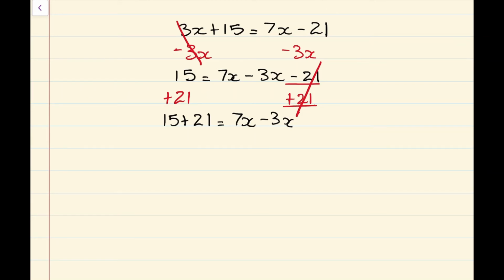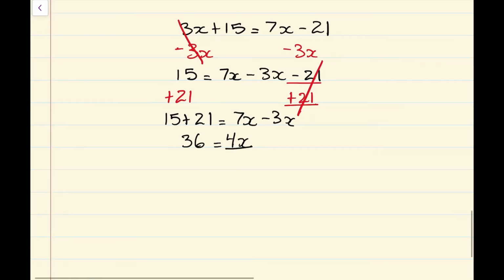And from there we can just solve the equation. 15 plus 21 is equal to 36. And 7x minus 3x is equal to 4x. And so of course we know all we would have to do now is divide by 4 on both sides of the equation. And so these 4's would cancel out and we would get that x is equal to 9. I hope you guys understood that question.